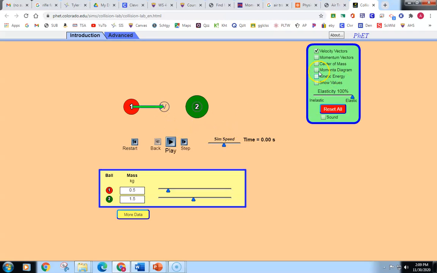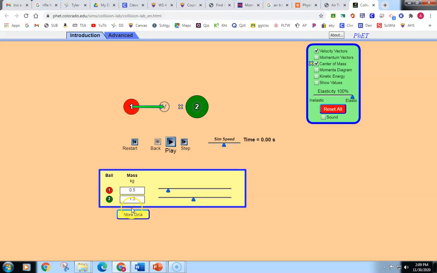So let me turn on my center of mass. This X marks the center of mass, and this red ball is going to move, and you're going to see that the center of mass is going to be moving to the right, because the red ball, the mass, is moving to the right.